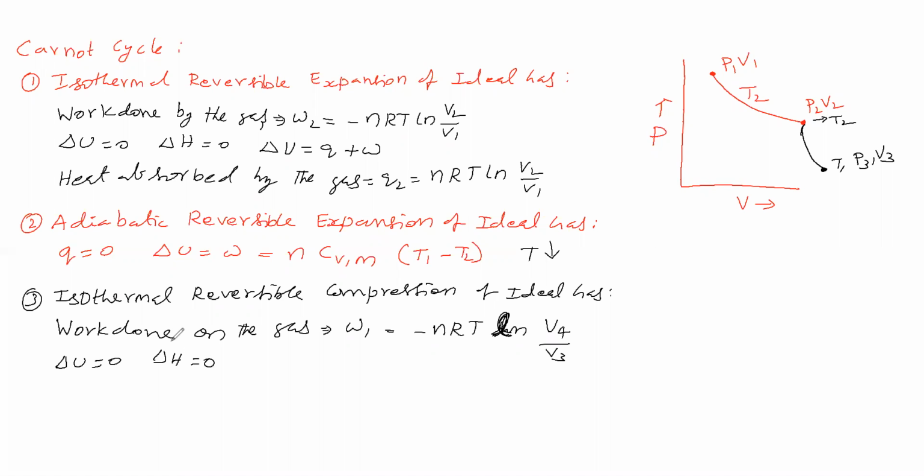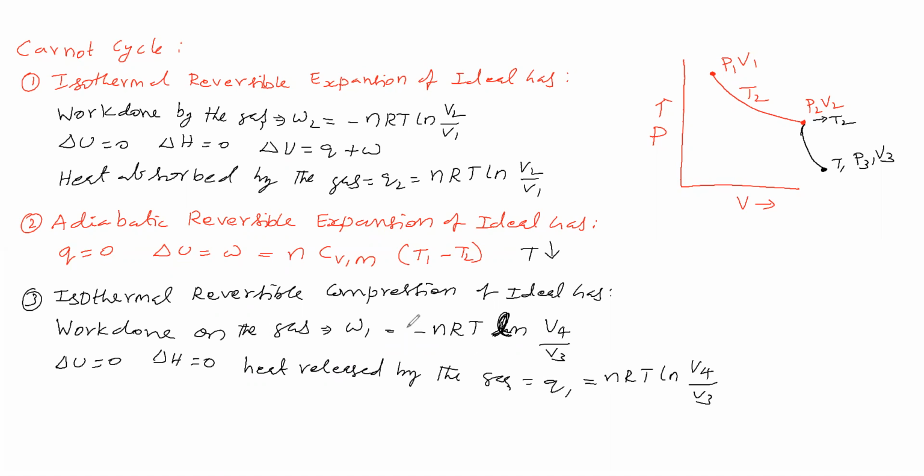Then work is done on the system, in the sense it will release heat. Why does it have to release heat? External is doing work, therefore it is getting energy, but internal energy should remain same because isothermal. It is getting energy, so it has to leave that energy, therefore it liberates heat. Heat released by the gas, Q1 symbol we will take, is equal to nRT ln V4 by V3. Q sign and W sign will be opposite for isothermal because delta U is equal to 0.